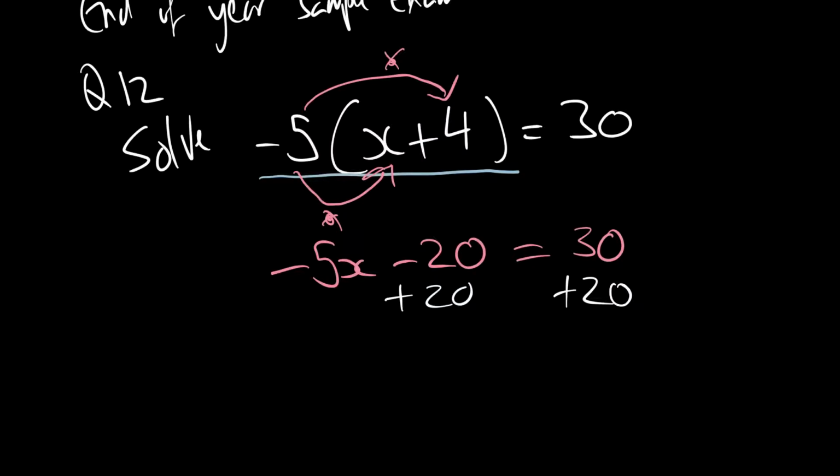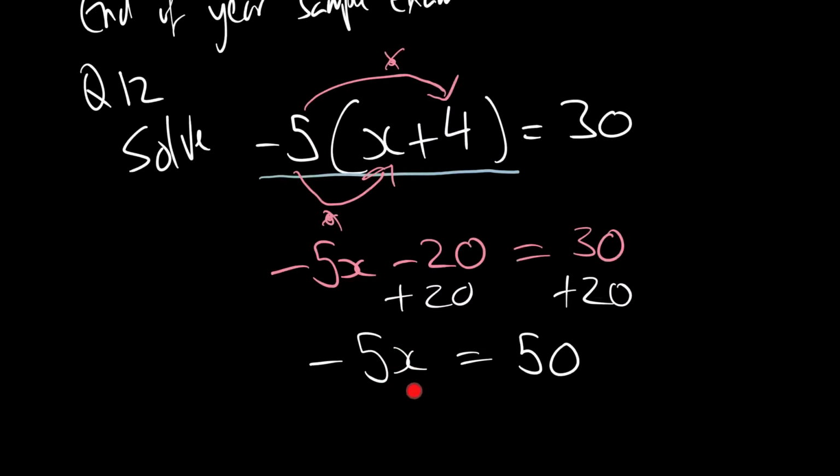You take the minus 20 here, you put it here and make it a plus 20. So on this side now, we have just the minus 5x, and on the right side, now we have 30 plus 20, which is 50. Now we need to make the x alone.